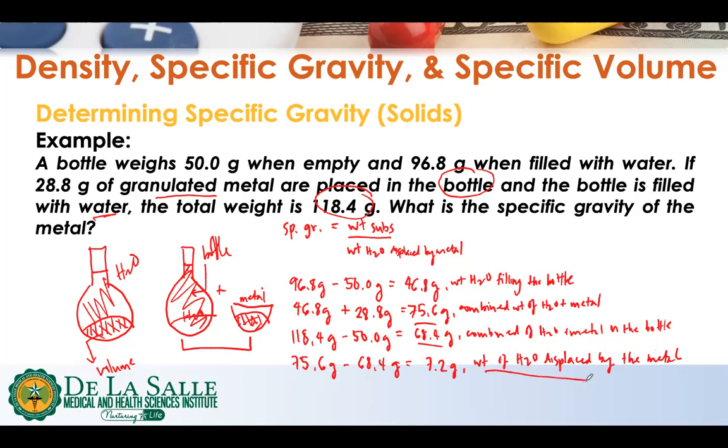And that weight of water displaced by the metal is basically the weight of an equal volume of the granulated metal. So we can now use our formula for specific gravity in determining the specific gravity of the granulated metal. And that will be equal to 28.8 grams divided by 7.2 grams. And this is equal to 4.0, which is greater than 1. So we know that the granulated metal is heavier than water.